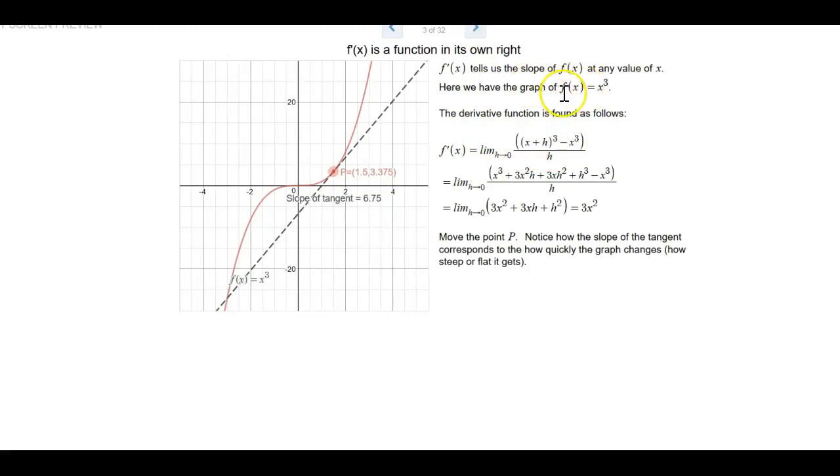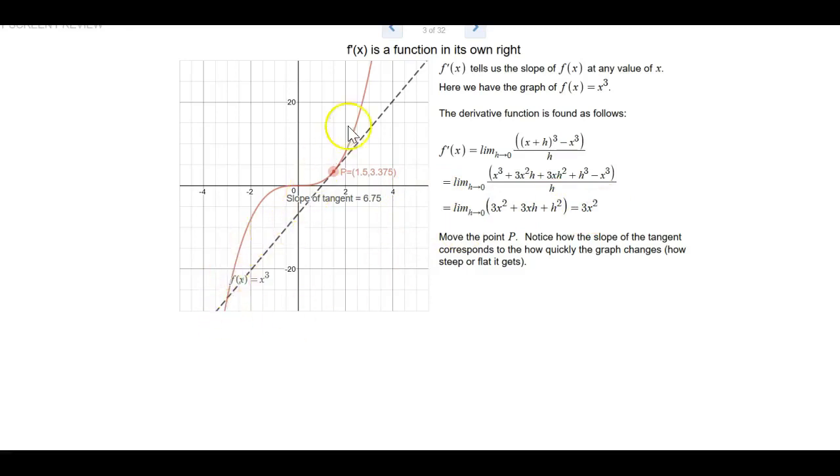So for example, let's look at the function f of x equals x cubed. If I take my limit of the difference quotient with x now instead of a, what this is giving me is another function in terms of x. And this function is actually outputting the slope of the tangent line at that x value.